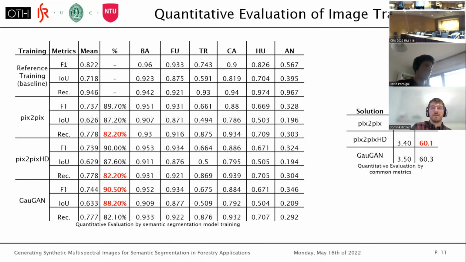In the quantitative evaluation, the F1 score, intersection over union, and recall are used as metrics to measure the accuracy of a classifier model, or in this case, a semantic segmentation model. Besides them, inception score and Fréchet inception distance, or IS and FID for short, are chosen as common metrics to evaluate the generated images on their own. The percentage column in the left table provides the ratio of the parameter means of each model as a percentage of the baseline in the first row parameter mean.